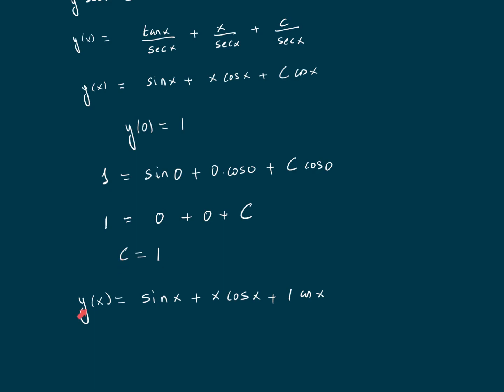So our final answer is that the particular solution to the differential equation, when y of 0 is 1, is the equation sine of x plus x cosine of x plus c1 cosine of x. And of course, I have said multiple times, you can check by going to the differential equation that this is the solution. Let's go to the next problem.